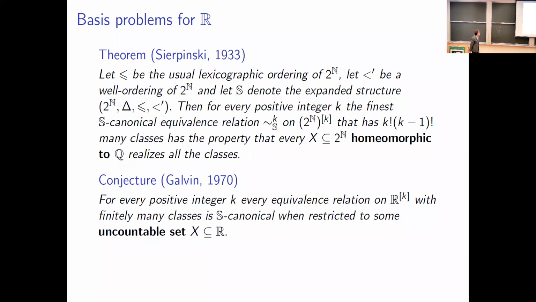So what I want to point out is this particular property of Sierpinski, which is obvious from his proof, that he realized all these colors, k factorial, k minus 1 factorial, on any uncountable set. Actually, it's only needed that the set is dense in itself.